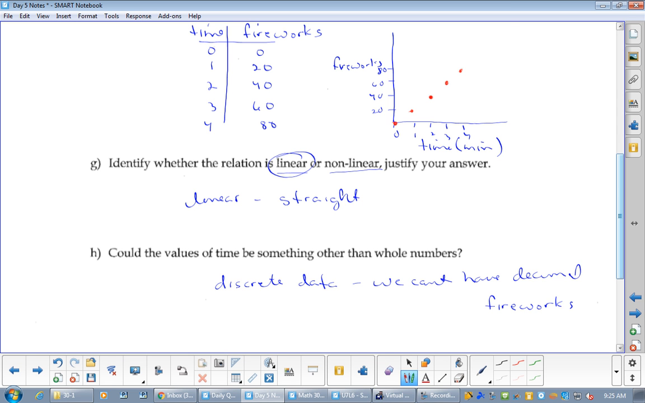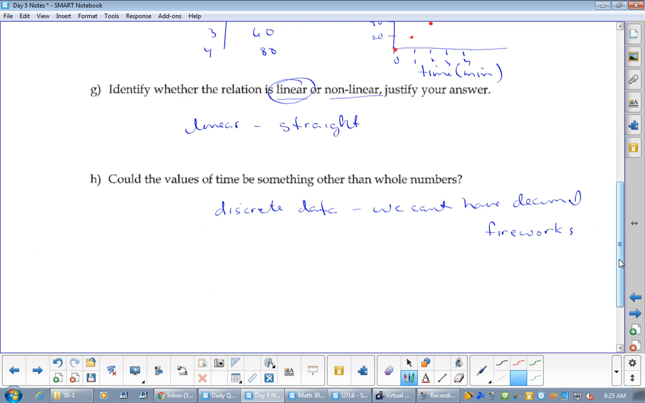So at 30 seconds, would we have 10 fireworks go off? You would go, no, no, no. The only thing you can interpolate here is after 30 seconds, there'd be no fireworks. After 40 seconds, there'd be no fireworks. At 1 minute, there'd be 20. At 1.5 minutes, I guess there'd still be 20 that have gone off, right? But those 20 have done their thing, and then they're going to wait, and then they're going to go again, okay? So it's discrete data. We can't have decimal fireworks, so do not join the points.